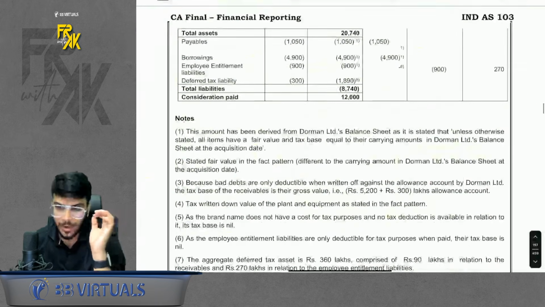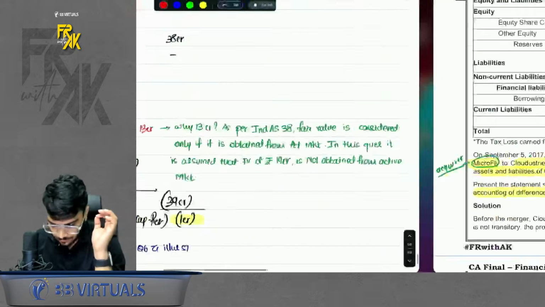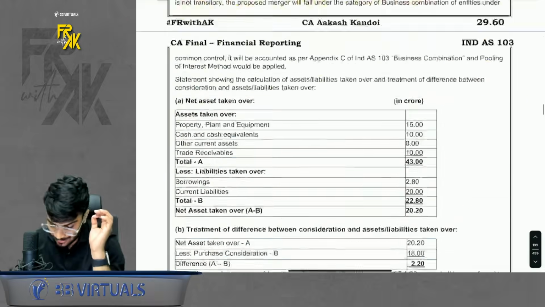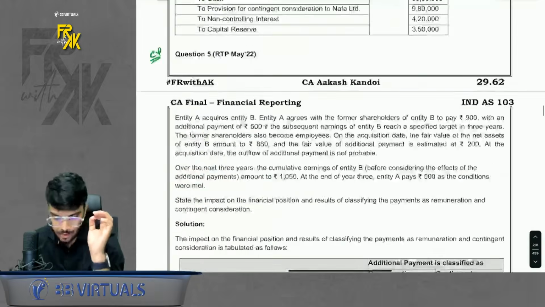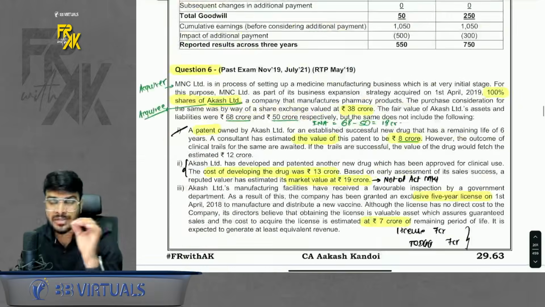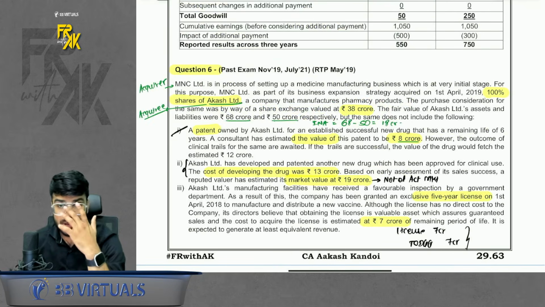Then the last point of this chapter was illustration number 51 and question number 6. These 2 questions had a contradiction. What was the contradiction? Just listen to me.